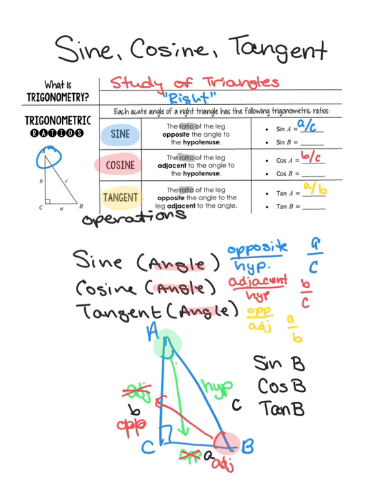So my sine is opposite over hypotenuse, so the sine is B over C. My cosine is adjacent over hypotenuse, so my cosine is A over C. And my tangent is opposite over adjacent, so my tangent is B over A. So my sine of B is B over C, my cosine of B is A over C, and my tangent for B is B over A. Notice that they're all similar, but they're different because I changed the angles that I'm looking at.